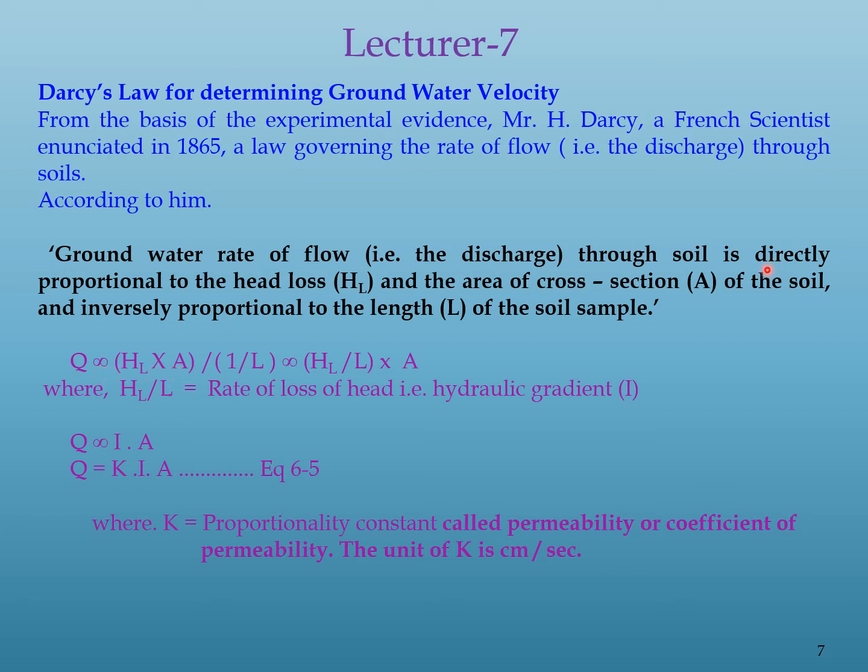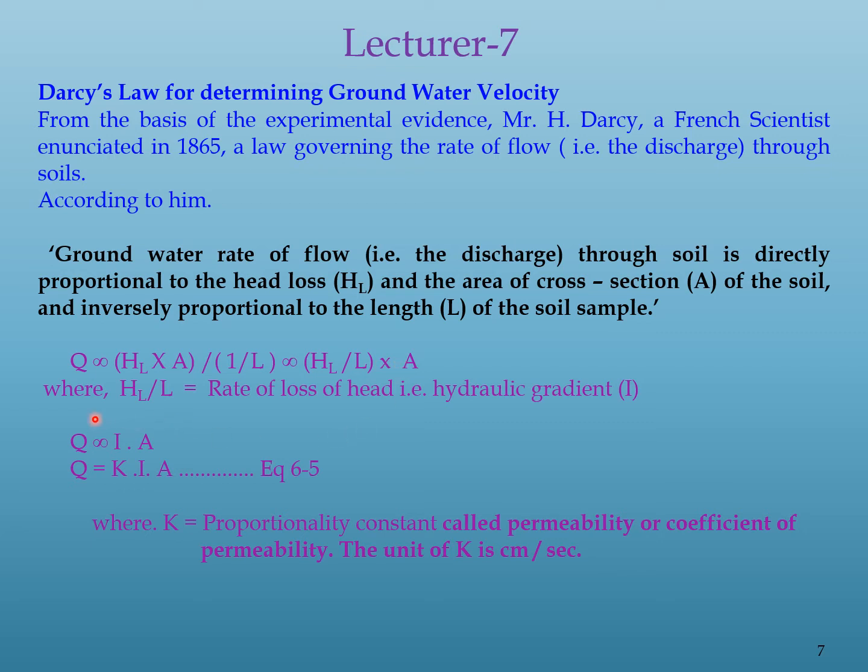As in this law, the discharge Q is directly proportional to head loss HL and cross-sectional area A, we can write Q proportional to HL into A. And also in this law, the length of the soil sample L is inversely proportional, so we can write Q proportional to 1 by L. If we rearrange this equation, we can also write Q proportional to HL by L into A.